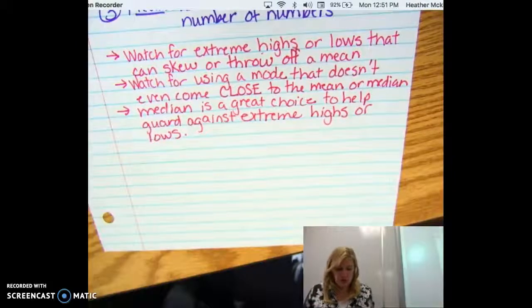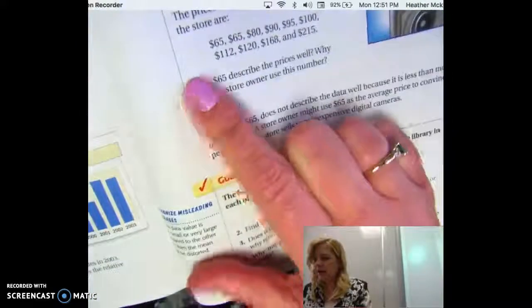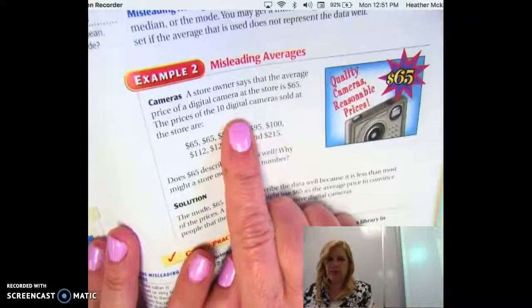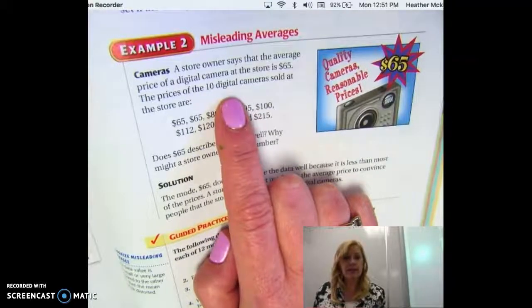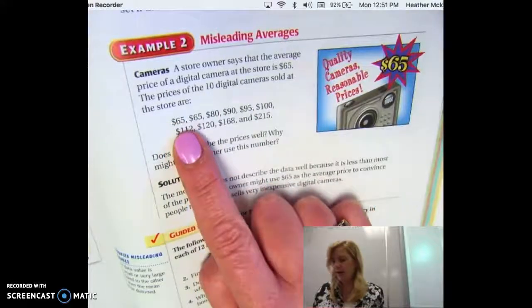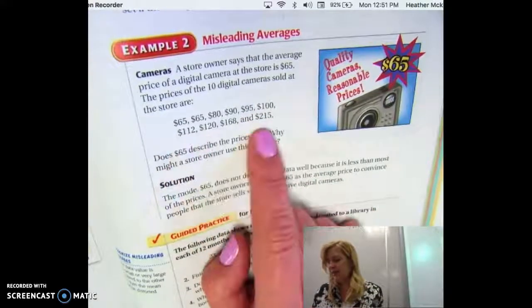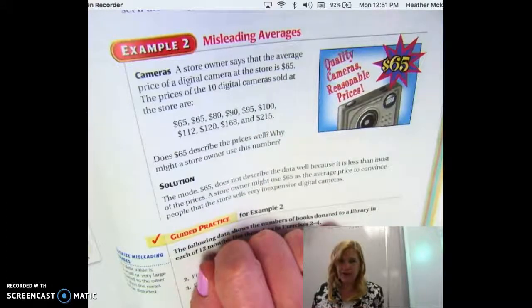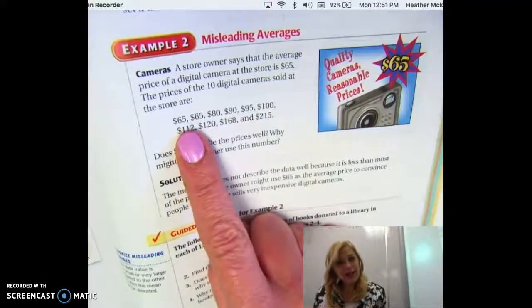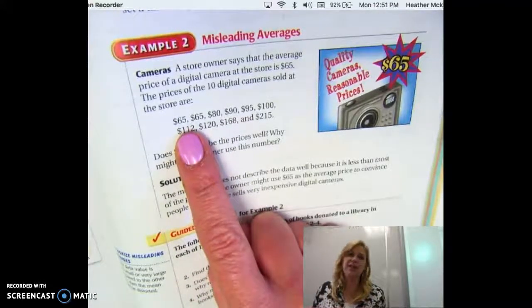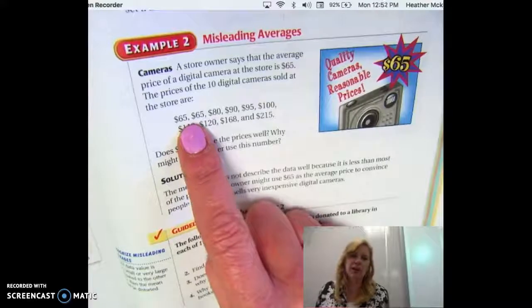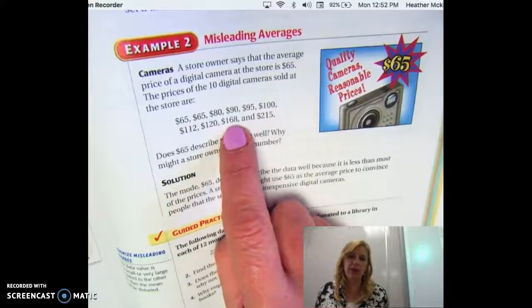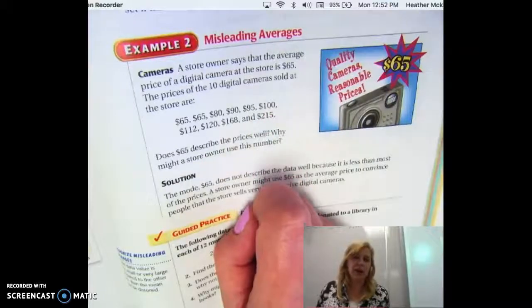So I wanted to show you one here. There's a store owner that says that the average price of a digital camera in the store is $65. The prices of the 10 digital cameras sold at the store are, and look at this. Which average did they use to say that the average price is $65? Well, they're not lying technically, but it is the mode, which is a type of average, and so they were being little sneaky snakes and saying that the average price. So I'm going to go in for my $65 camera, and I'm probably going to walk out with probably $168 to $215 out of my pocket.